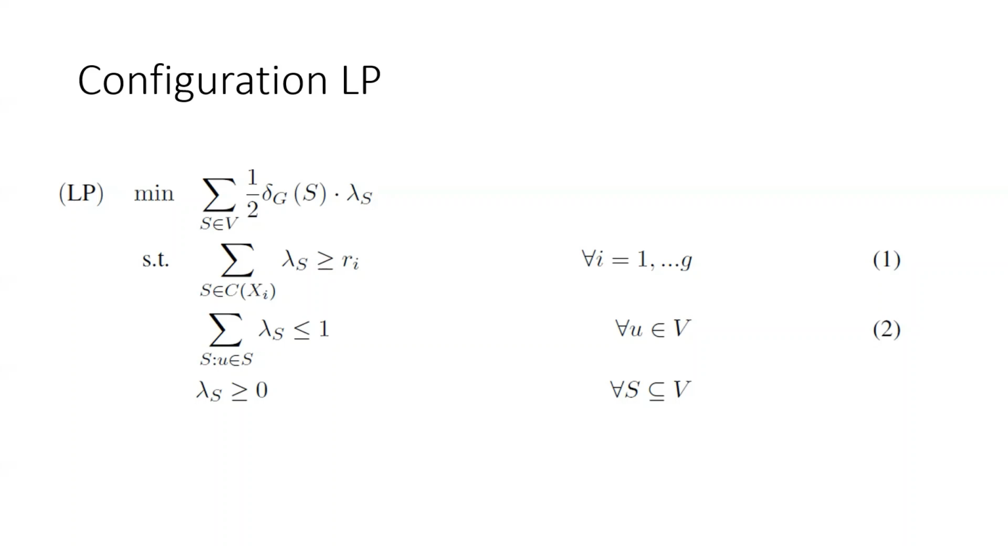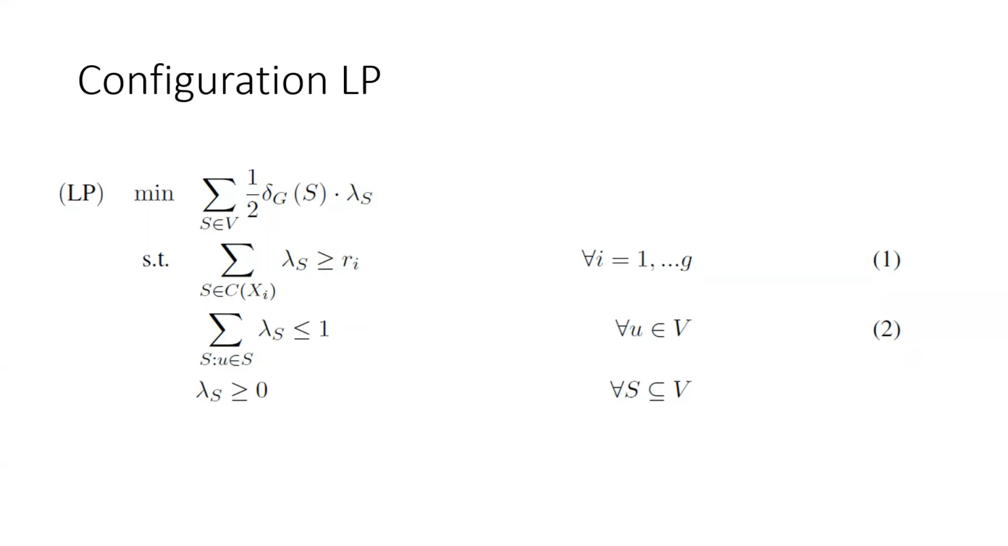And what we notice here is that we have an exponential number of variables, as the number of cuts is exponential, and a polynomial number of constraints. In order to solve the LP, we would have liked it to be the other way around. So that is why we need to use the dual separation oracle, which we will see later on.